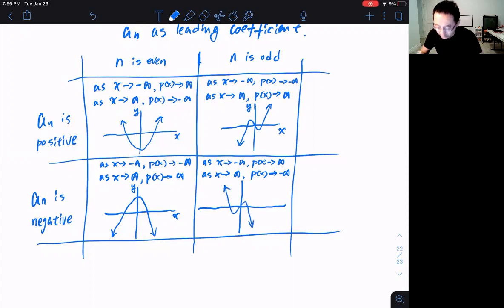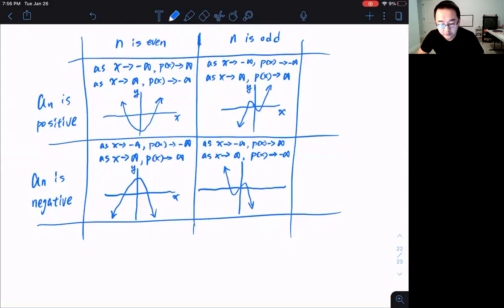So that's the general shapes of your polynomial functions, depending on whether your leading coefficient is positive or negative, versus what your highest power on your x is. So again, that is the core idea I want you to get out of this. And if you can remember this, then you can probably identify a bunch of graphs that will be thrown your way fairly well.